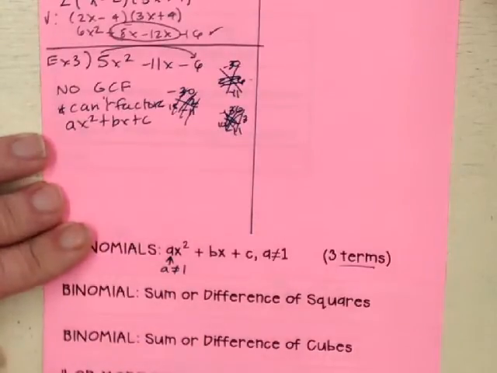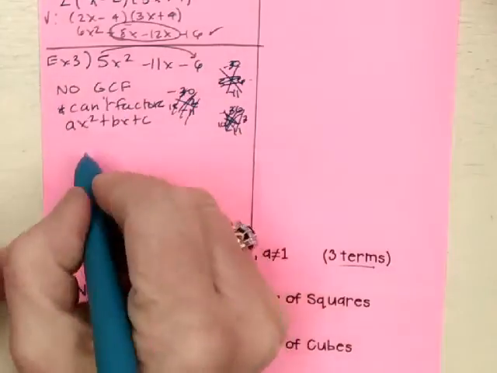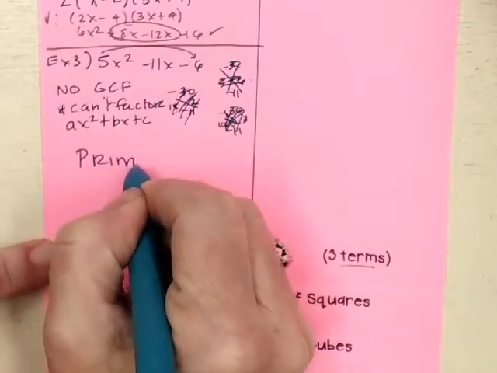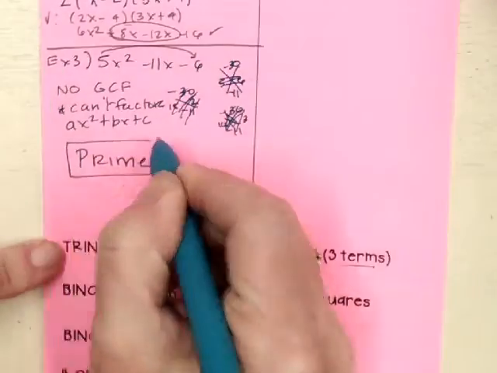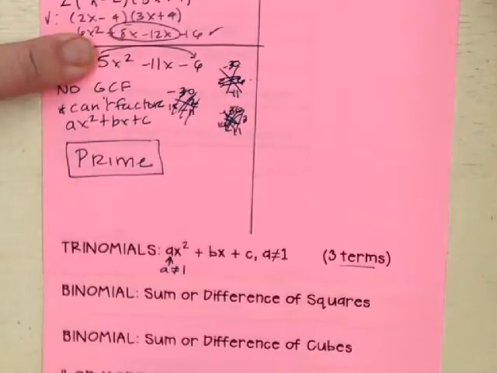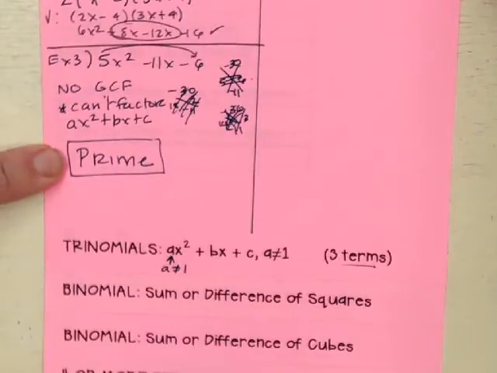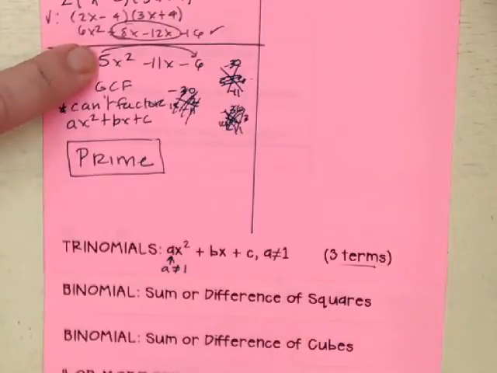If you can take out a greatest common factor, then what I'm going to say right here is not your answer. If you cannot take out a greatest common factor and you can't factor using anything that we know how to do, it's prime, because the only thing that's going to go into this evenly is 1 and itself. So your answer is prime. It's just like 11 is a prime number because it's only divisible by 1 and 11. This is a prime polynomial because it's only divisible by 1 and 5x squared minus 11x minus 6.